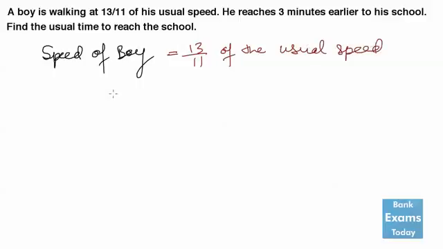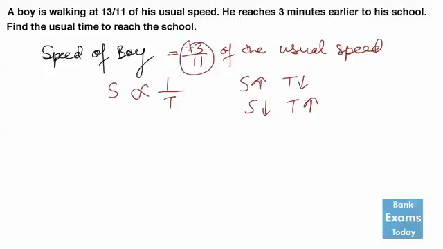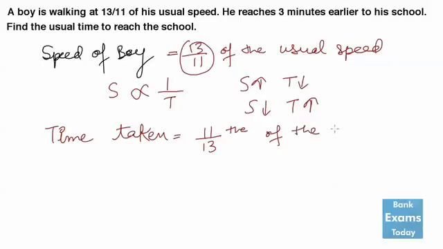As I told you earlier, there is a relationship between speed and the time taken. Speed and time have an inverse relationship. So if the speed increases, time taken decreases, and if the speed decreases, the time taken increases. So if the speed increases by 13/11, the time taken will decrease in the same ratio. So the time taken will be 11/13th of the usual time.